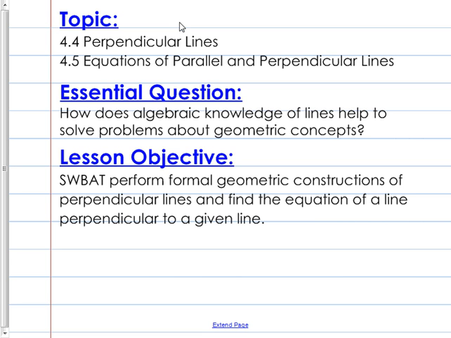Welcome back, Geometry Scholars. Today's lesson is on perpendicular lines as well as equations of parallel and perpendicular lines. The essential question for today's lesson is, how does algebraic knowledge of lines help to solve problems about geometric concepts? And today's objective is that you will be able to perform geometric constructions of perpendicular lines as well as find the equation of a line that is perpendicular to a given line.